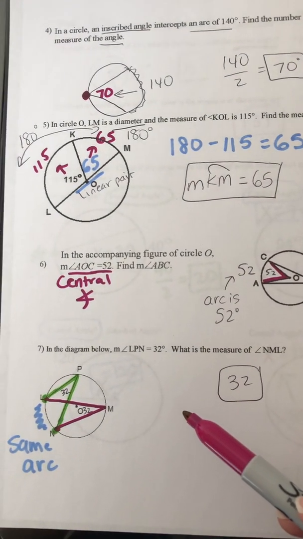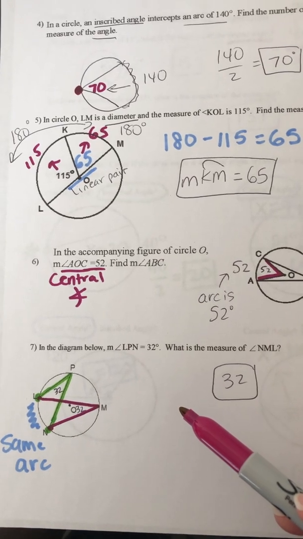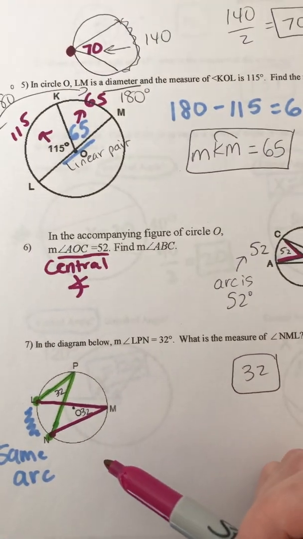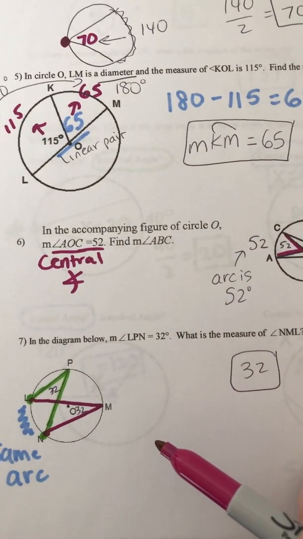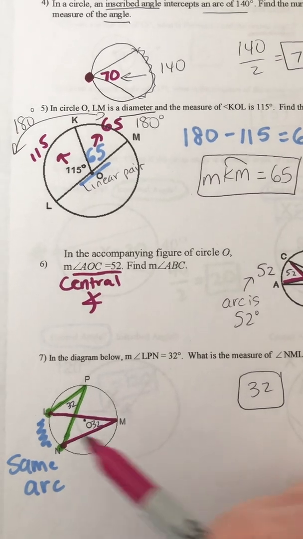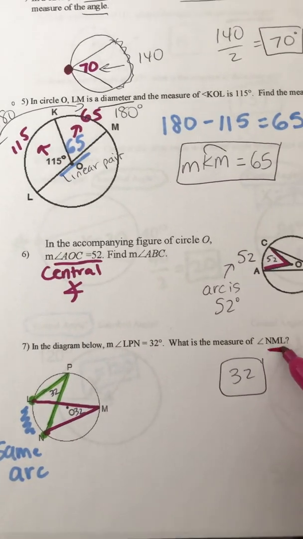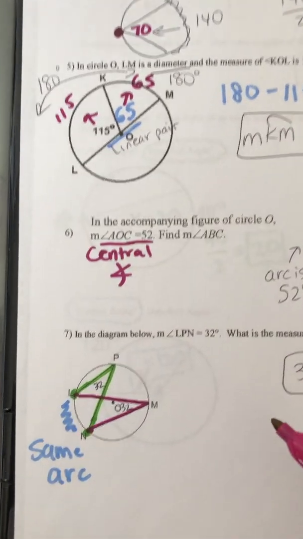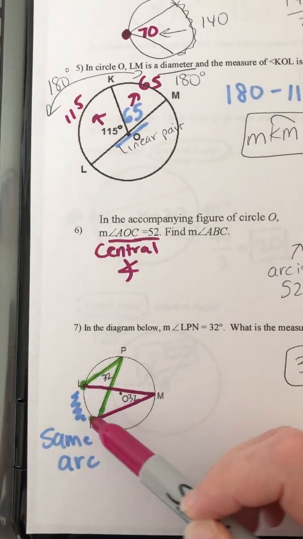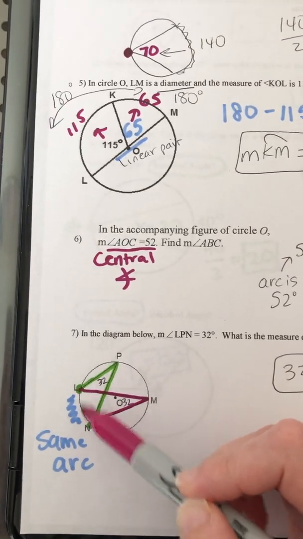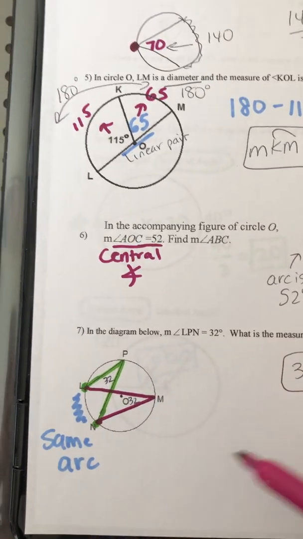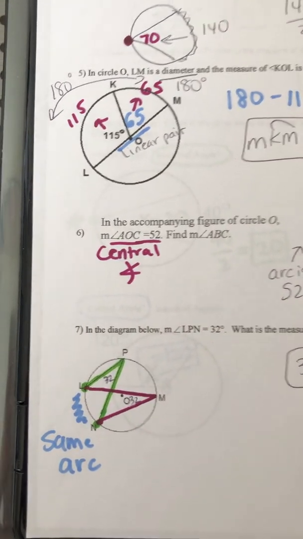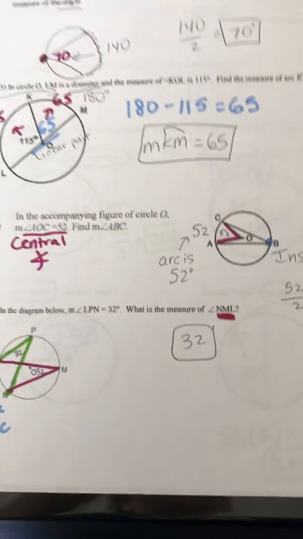On number 7 in the diagram below, the measure of angle LPN is 32. What is the measure of NML? So what I've highlighted here are the two different angles, and I used a different color for each angle. The LMN, that's NML, that's the one you're looking for. I did that in pink, and then LPN I did in green. They both share the same arc. They're holding on, it's almost like monkey bars. They're holding on to this bar. They both have the same amount of distance between their hands. That arc is the same arc. Well, if they share the same arc, they are the same angle of 32.